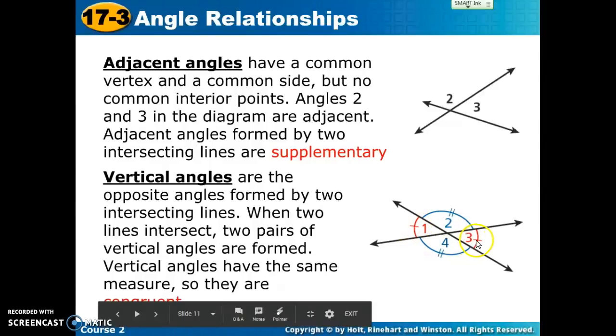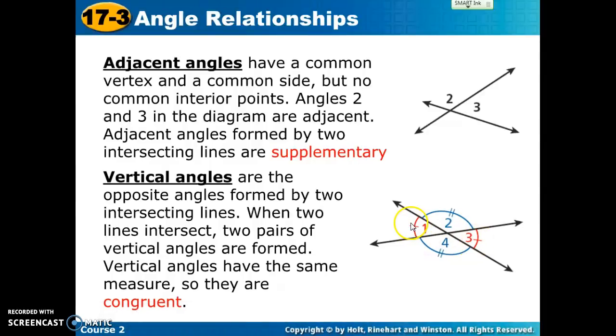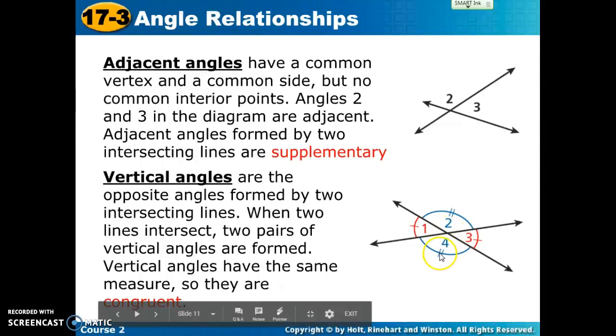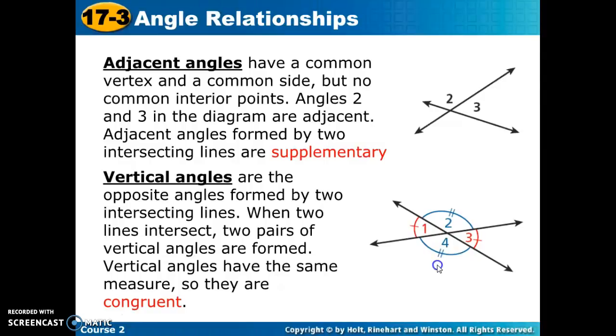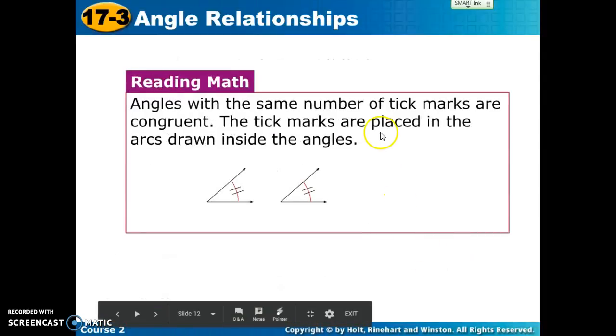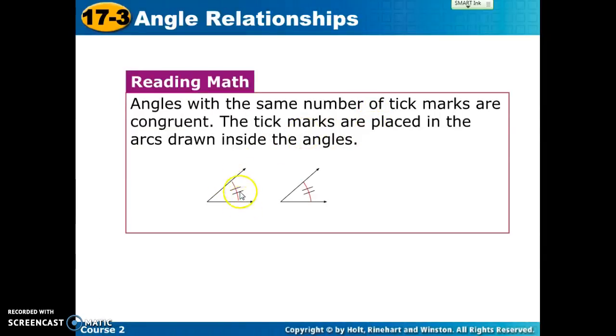Notice the tick marks. We have 1 tick mark here on angle 3, 1 tick mark on angle 1. Those are congruent. Back in a few lessons ago when Mrs. Peterson talked about congruent angles. We have 2 tick marks at angle 2 and 2 tick marks at angle 4, so they are also congruent. Angles with the same number of tick marks, remember back, are congruent. The tick marks are placed in the arcs drawn inside the angles.